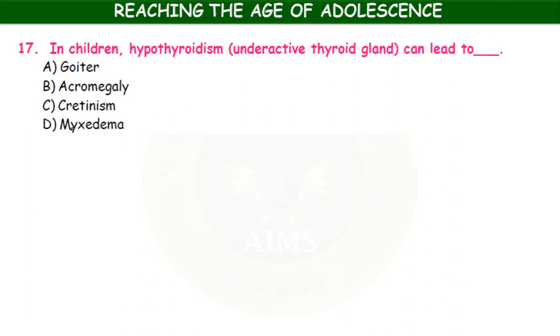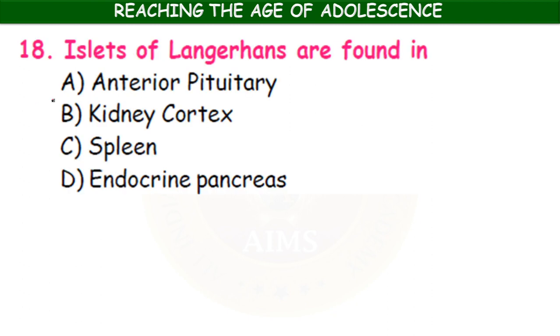In children, hypothyroidism, meaning underactive thyroid gland or hyposecretion of thyroxin, can lead to goiter, acromegaly, cretinism, myxedema. That is cretinism. The child becomes very inactive. The metabolic rate is less compared to a normal child.